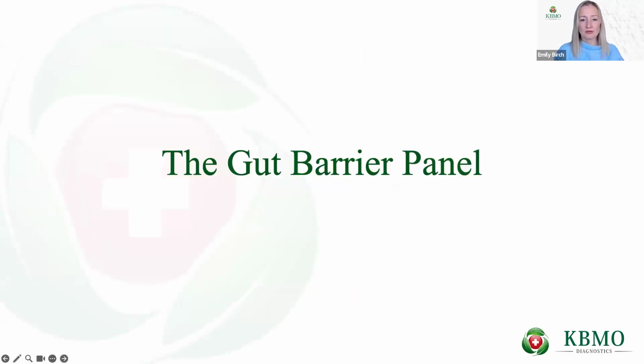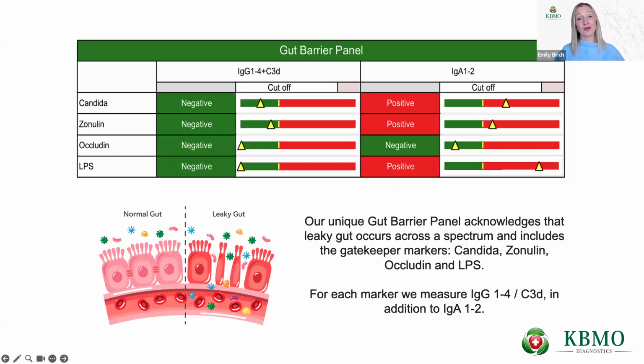So what does the gut barrier panel look like? Well, some of you will already know, because I know that lots of you on the webinar today have already done a gut barrier panel. But if you haven't, or you need a little recap, this is what the gut barrier panel looks like. As you can see, we've got this great sliding scale, going from negative, meaning no inflammatory response or no immune recognition response, through to red being a positive response.